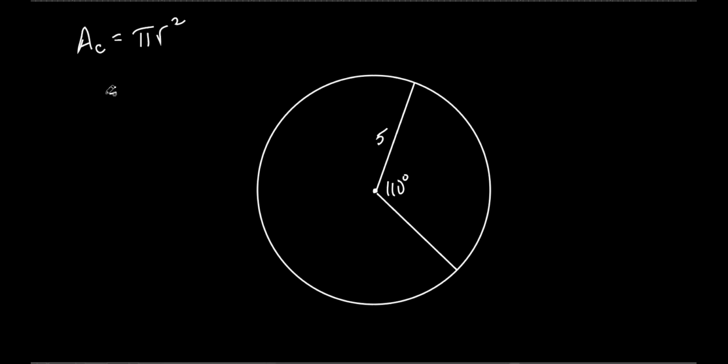So let's find the area of the whole entire circle. Area of the circle is, and we'll do it as a decimal. What am I going to make pi? 3.14, okay? 3.14 times what? 5 squared, good. So what am I putting in my calculator? 3.14 times 25. Thank you.